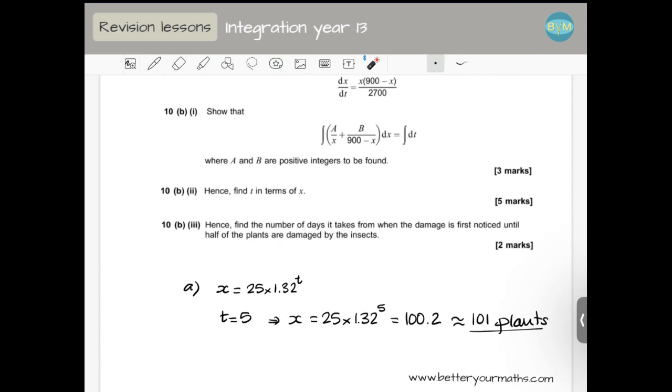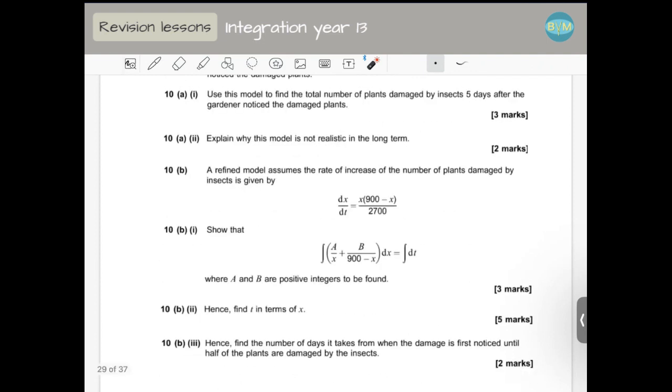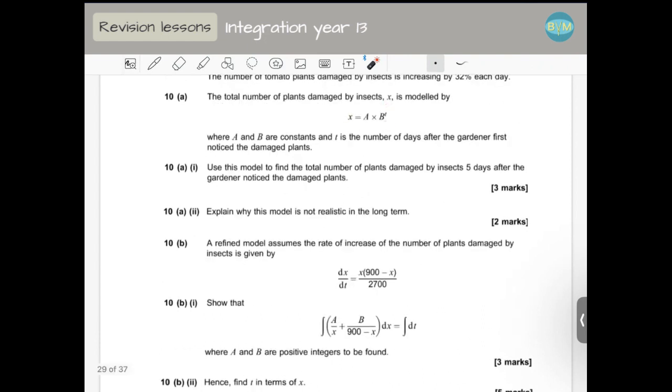Eventually the number of plants damaged will be more than 900. Exactly, that's impossible. I have 900 tomato plants, and this is going to grow exponentially. So at one point, I will have more than 900 plants ill, and it's not possible because I have only 900. So write that in your own words. It's just a common sense thing. And not just common sense, but understanding what an exponential model is: something that is going to go to the infinite.